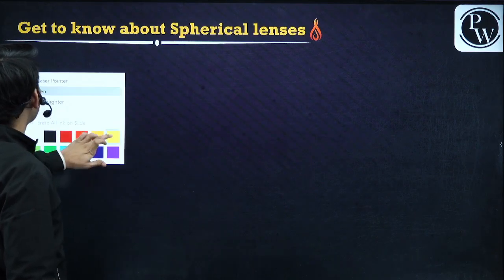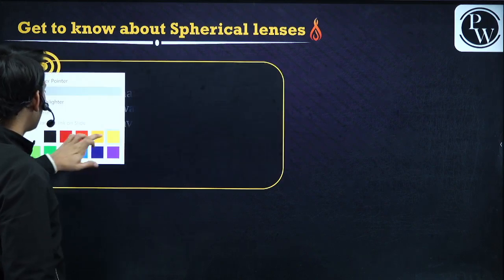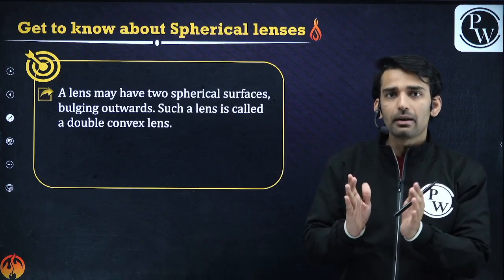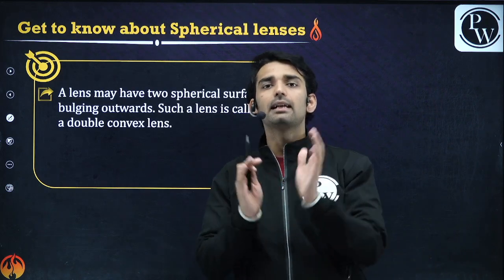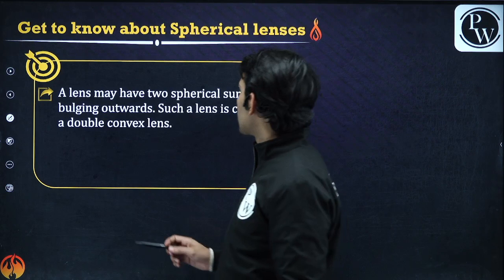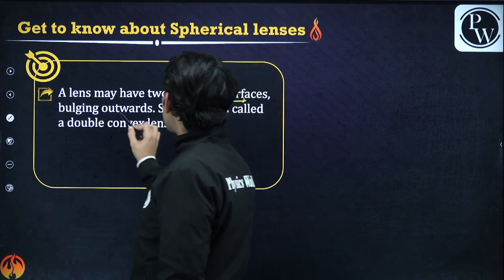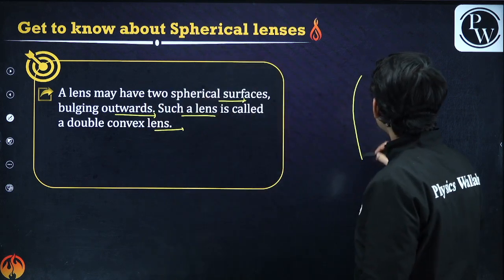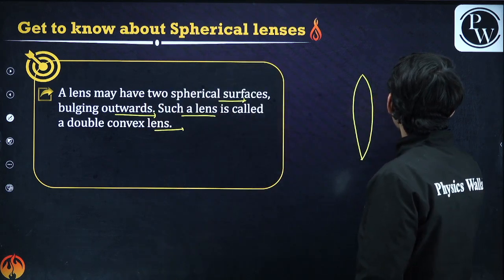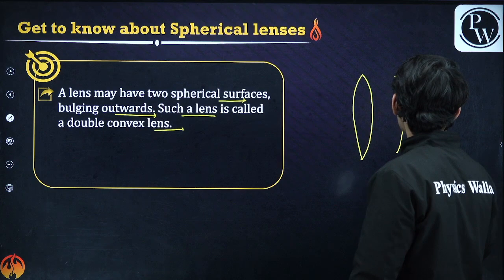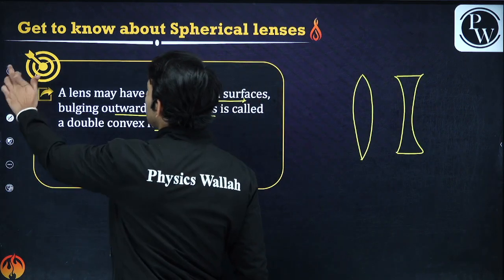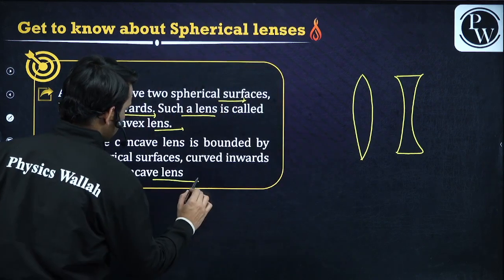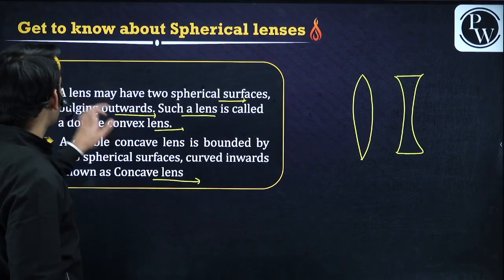See, a lens is basically made up of any transparent material that just bends the light ray. So a lens may have two spherical surfaces bulging outwards. Such a lens is called a convex lens. Convex lens means the spherical surfaces are bulged outward, and if they are bulged inward, this is a concave lens. The definition is this for the concave lens.